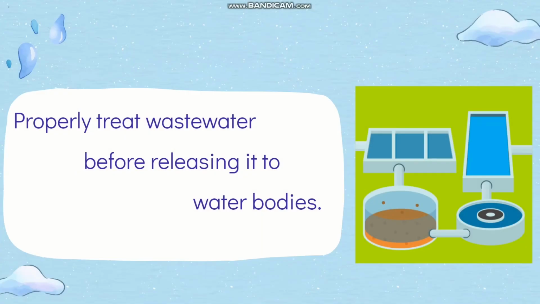There are some of the most effective methods or solutions that would keep our water in a safe environment. One of which is to properly treat wastewater before releasing it to water bodies. There are several levels of wastewater treatment. These are primary, secondary, and tertiary levels of treatment.